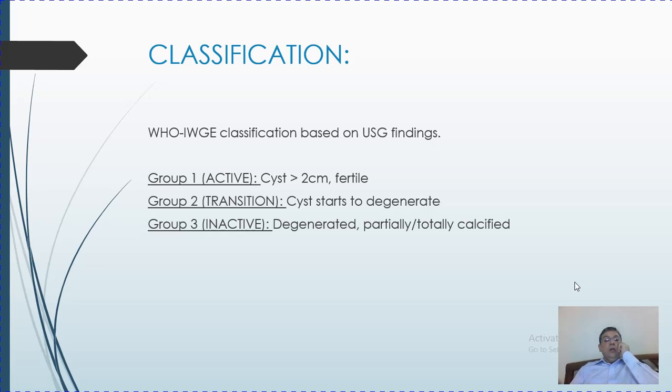So the WHO classification is based on ultrasound findings. Group 1 is a cyst which is active, it is more than 2 centimeters in size and is fertile. Fertile means that it has live daughter cysts in it, and if the cyst would rupture, there would be multiple new cysts formed. Group 2 are the transition cysts, in which it has started to degenerate, and group 3 is the inactive, the degenerated or the partially or totally calcified cyst.